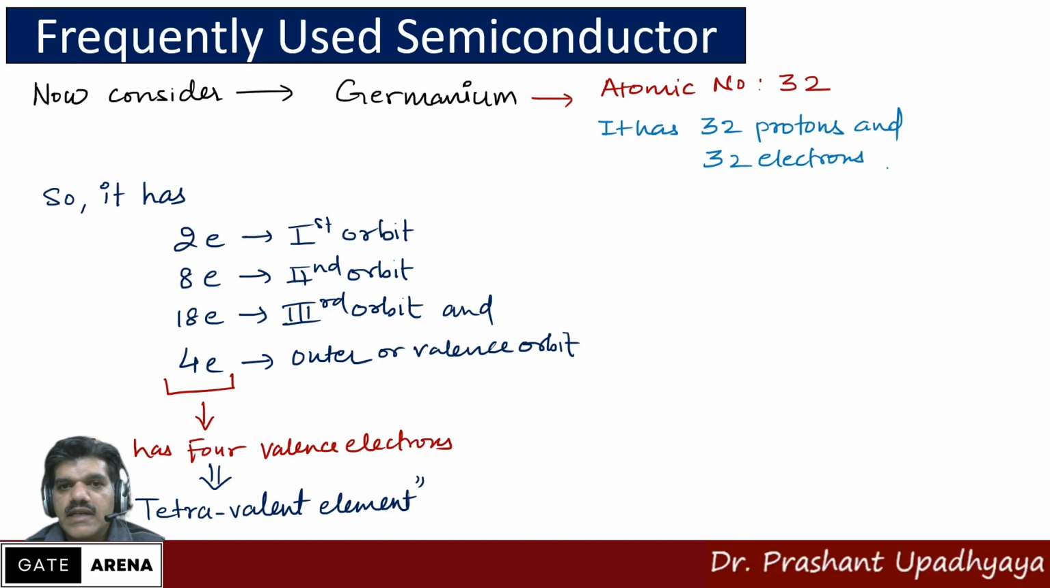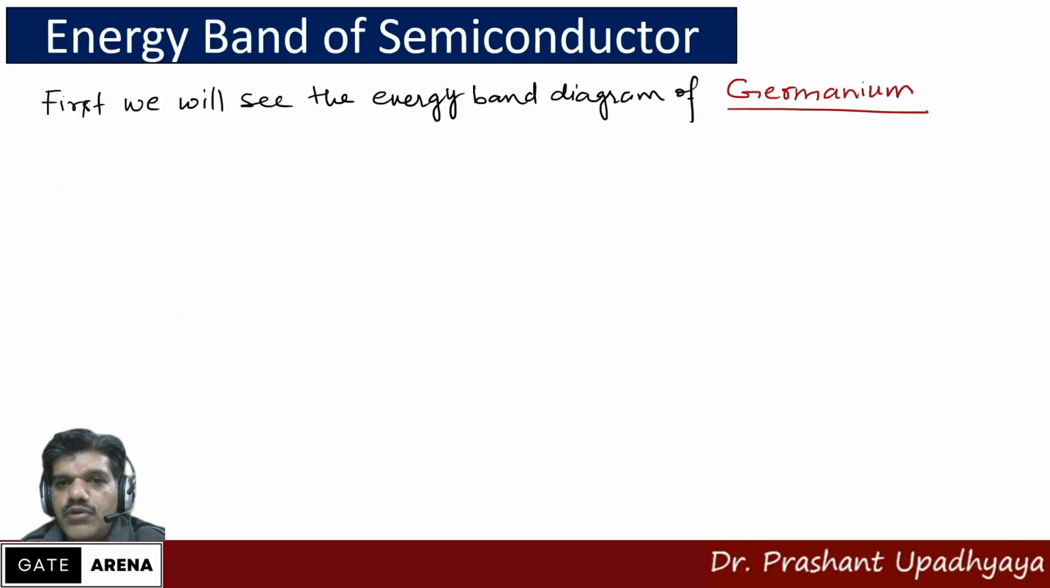You can see that germanium has 2e, 8e, 18e and 4e. We will be drawing the energy band diagram on this basis. I will be writing 2 electrons in the first band, then 8 electrons in the second band, then 18 electrons in the third band, and 4 electrons in the outermost band, or we can say the valence band.